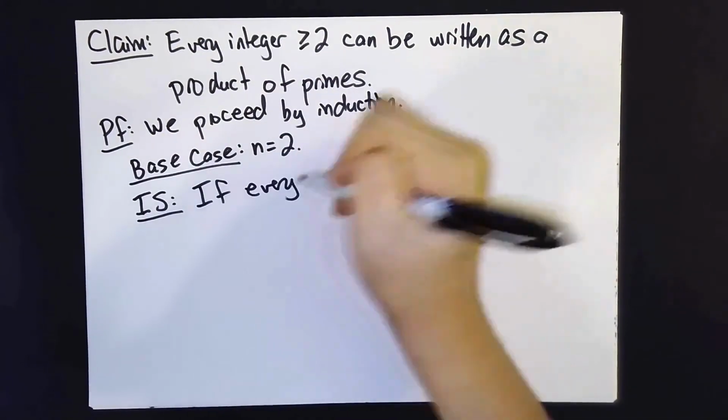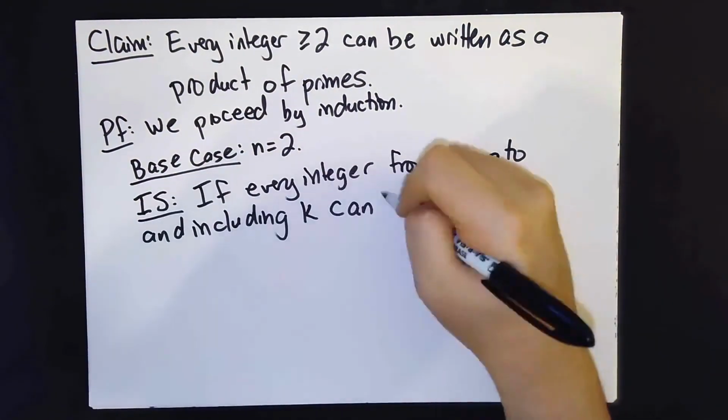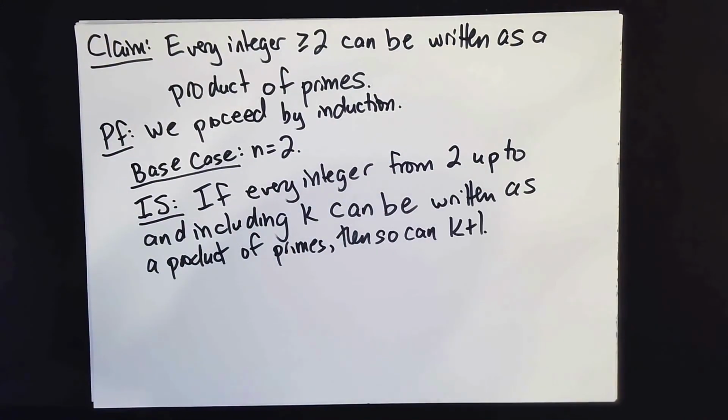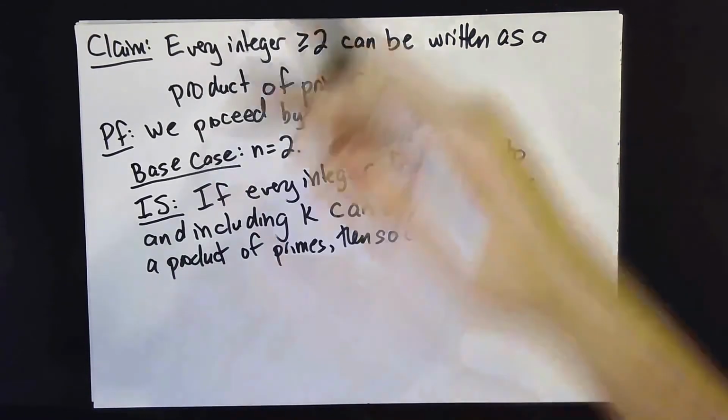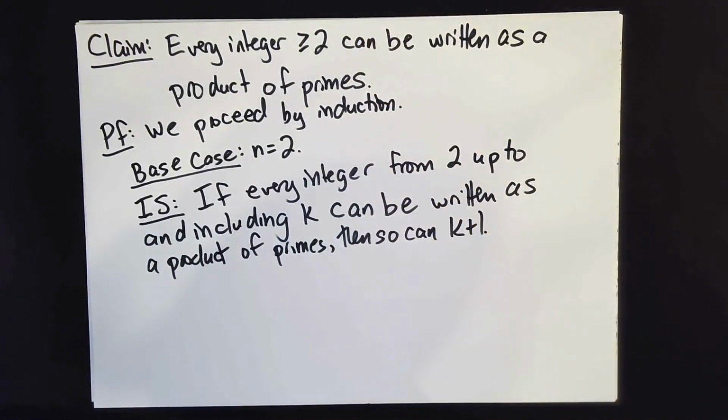And the cleverness in this proof is entirely baked into the inductive step. And the inductive step here is to say, not just if k can be written as a product of primes, not just to say if k and k minus 1 can be written as a product of primes, but to say that if in fact every number from 2 up to k can be written as a product of primes, then you can write k plus 1 in that way as well. And so here is the proof.